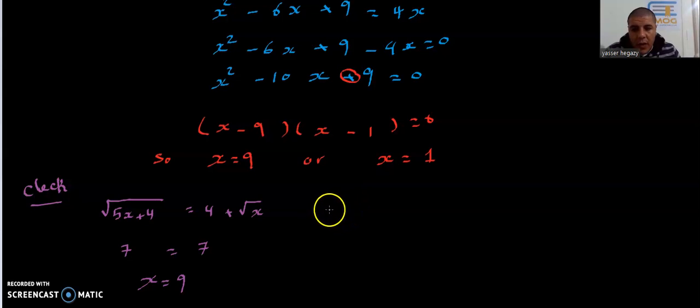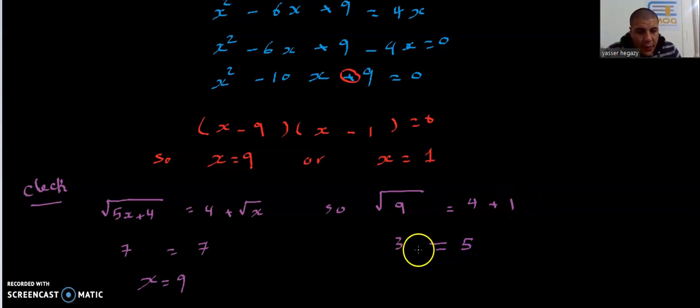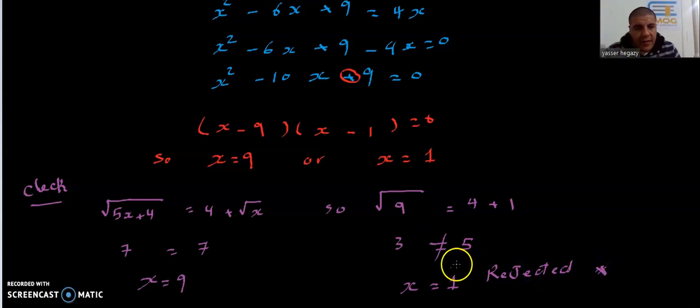Here, when x equals 1, the square root of 5x plus 4, 5 multiplied by 1 plus 4, will be 9, the square root of 9 is 3, is equal to 4 plus the square root of x, which is 4 plus 1 equals 5. As 3 is equal to 5, no. So x equals 1 is rejected. Why, mister? As it doesn't satisfy the equation.